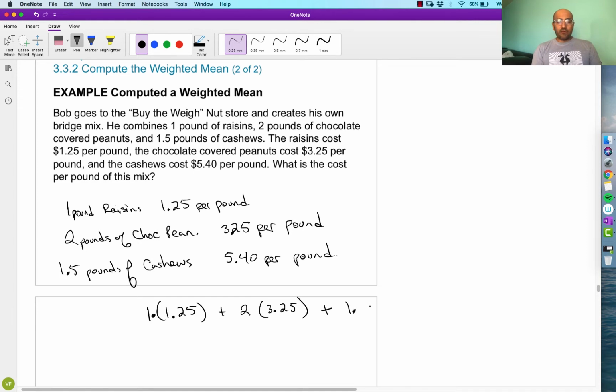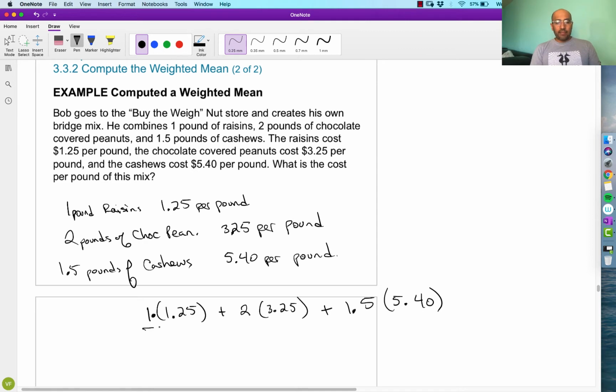Plus 1.5 pounds of $5.40. So 5.4 times 1.5 equals 8.1. So $8.10, and that represents how much money we spend on the cashews. 1.5 pounds is going to cost $8.10. Okay, if we add all of these up, this will tell me the grand total amount of money spent.